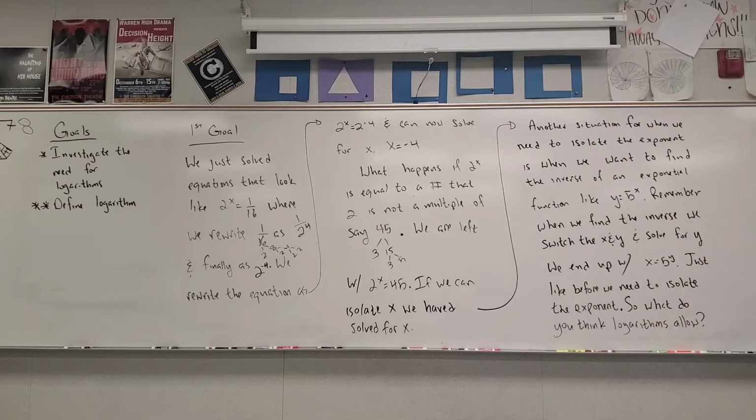Another situation where we need to isolate the exponent is when we want to find the inverse of an exponential function, like y is equal to 5 to the power x. Remember, when we find the inverse, we switch the x and the y, and we solve for the y. So if I want to find the inverse of this equation, I switch the x and the y, and I'm left with x equals 5 to the power y. Just like before, we need to isolate the exponent.